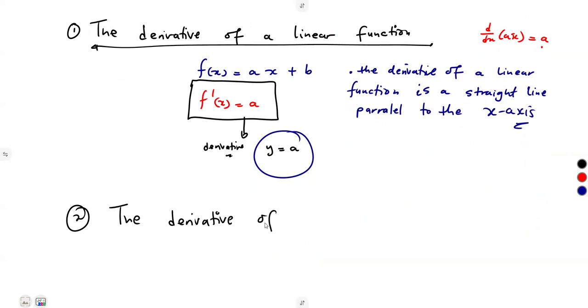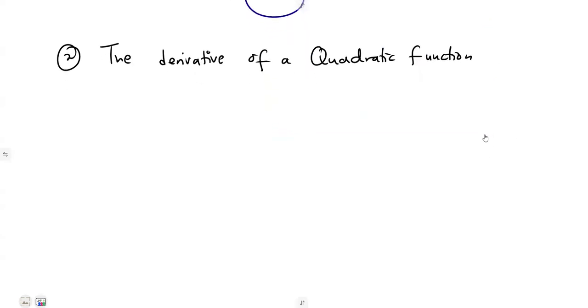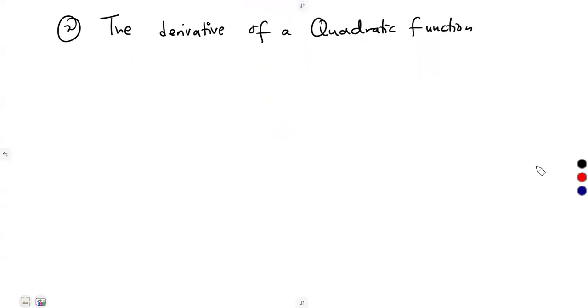The derivative of a quadratic. All right, we're going to consider a quadratic function. We want to see what will be the properties for this. So if you are to consider, guys, a quadratic function is the one where we have got our f of x equal to ax squared plus bx plus c.